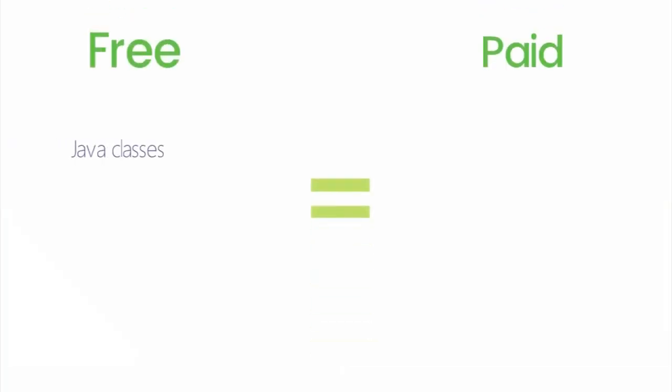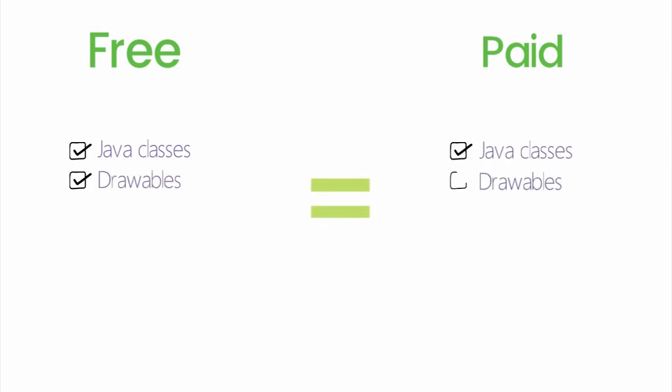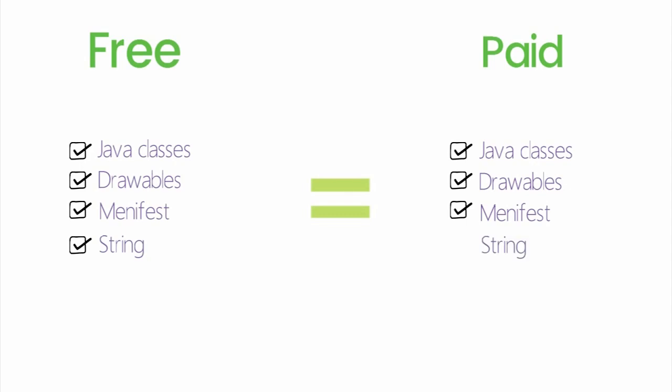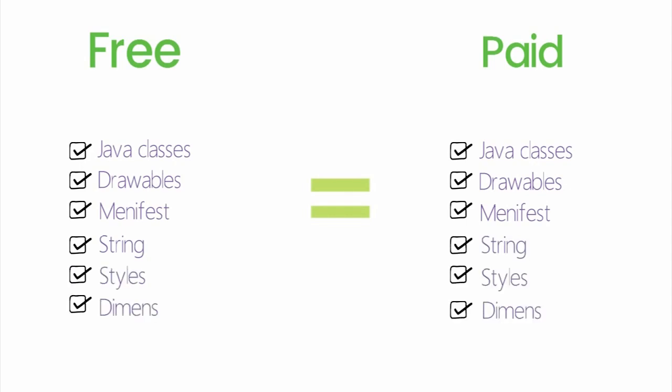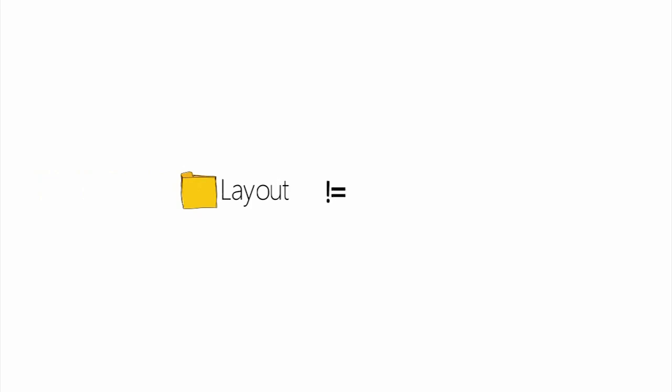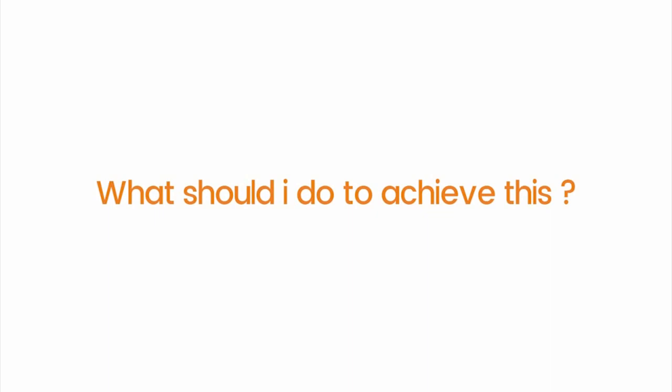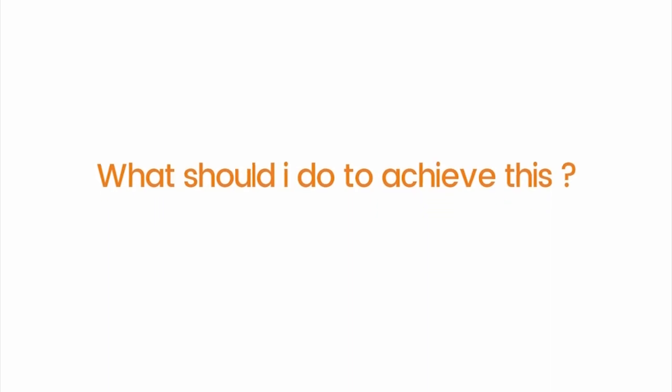Now, what I really mean by functionalities are same, I mean the Java classes for both apps are same, all drawables, manifest, strings, styles, dimens, almost everything is equal. And we only want to make different UIs. Now, what should I do to achieve this?